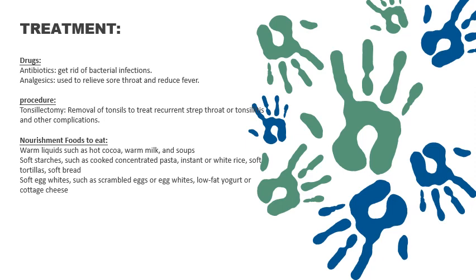3 ways to treat. Drugs: antibiotics get rid of bacterial infections. Procedure: tonsillectomy, removal of tonsils to treat recurrent strep throat or tonsillitis and other complications. Nutrition for treatment: warm liquids such as hot cocoa, warm milk, and soups.